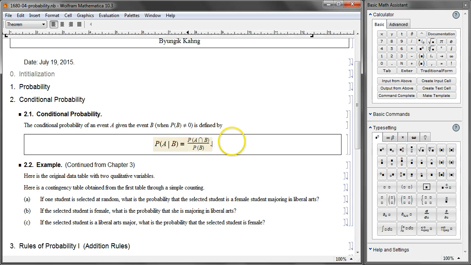Here is a rather formidable definition given in terms of set theory. The conditional probability of an event A given the event B is defined by, well, the probability of the intersection over the probability of B. We'll talk about this set theoretical expression at the end of this video. First, let's get ourselves comfortable with the concept of conditional probability using an example that we have already seen before.